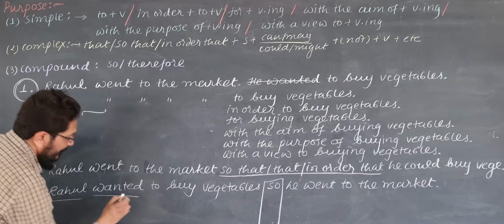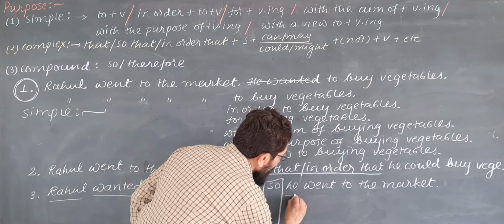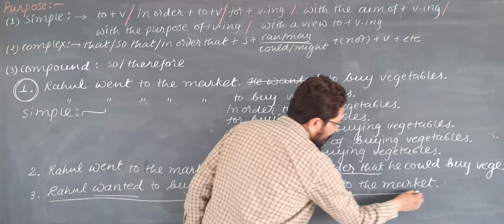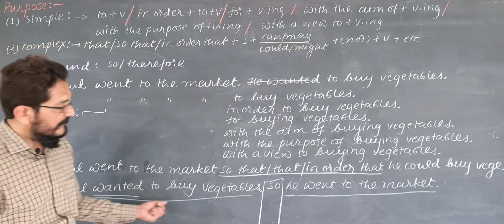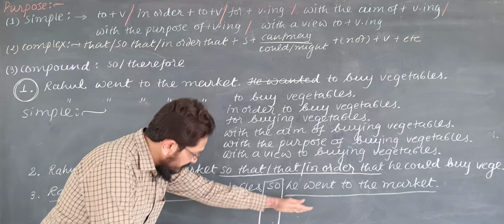Rahul wanted, one subject, one finite verb. Rahul went, one subject, one finite verb. If you put a full stop here, this can make an individual separate simple sentence. It can also make an individual separate simple sentence. Coordinate clause 1, coordinate clause 2, coordinate conjunction. The sentence is compound.